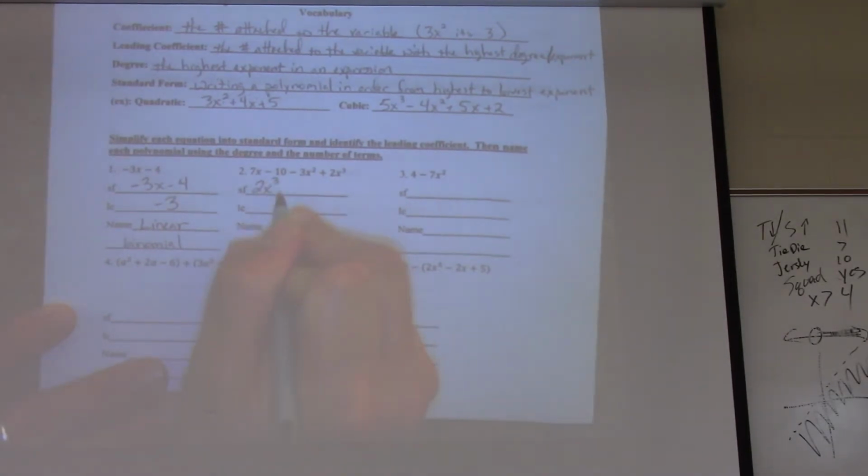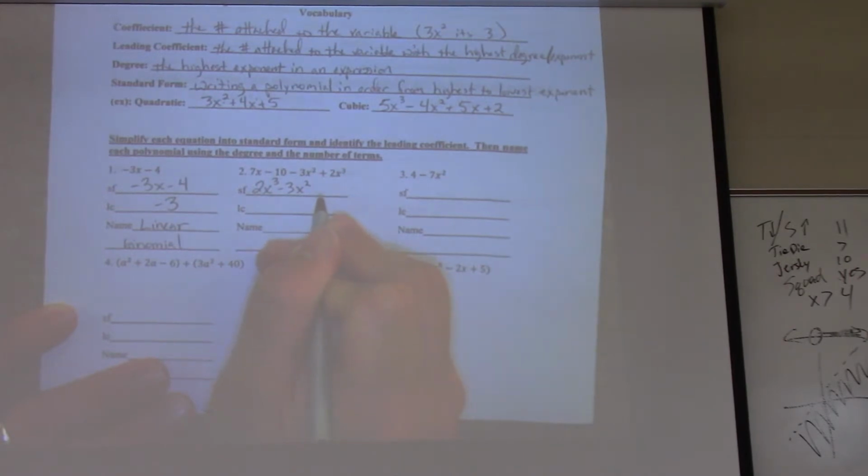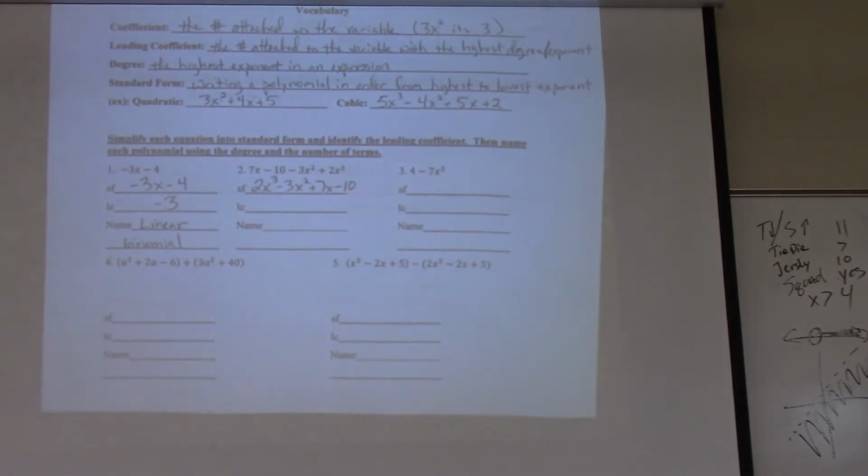2x cubed. Keep going. Minus 3x to the second. Keep going. Plus 7x first, and then minus the 10. The constant term is always going to be last. Okay, the one without the x is always going to be last.